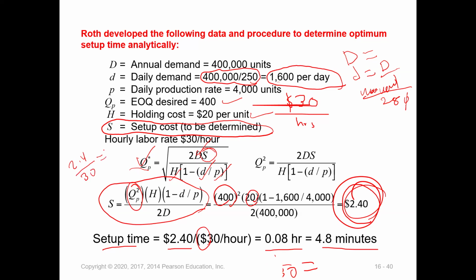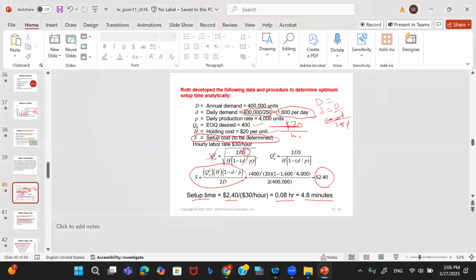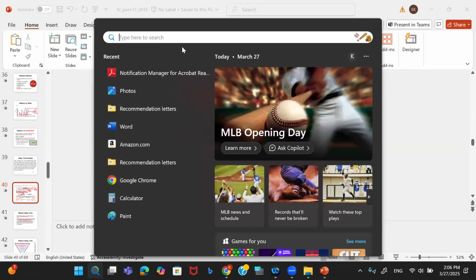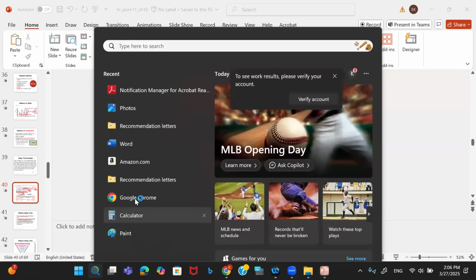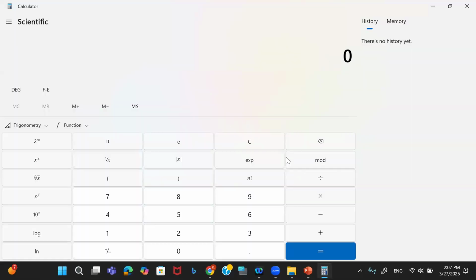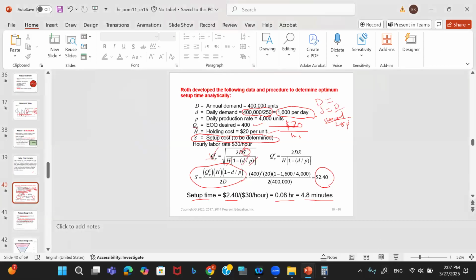So you will have 0.08 hours. What's 0.08 hour? Use your calculator. Let me get my calculator here. 0.08 times 60, which is 4.8 minutes.